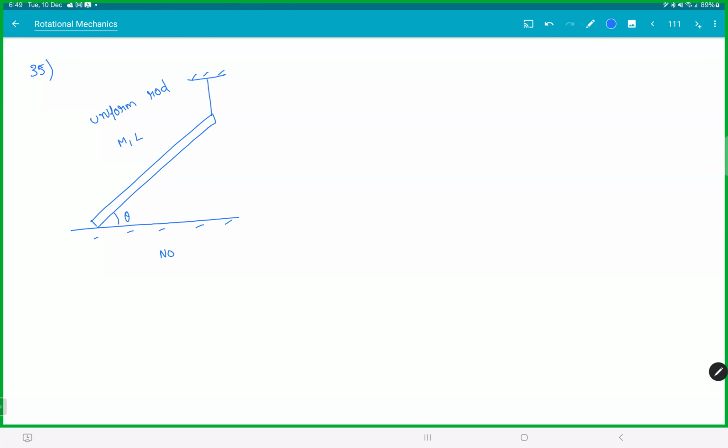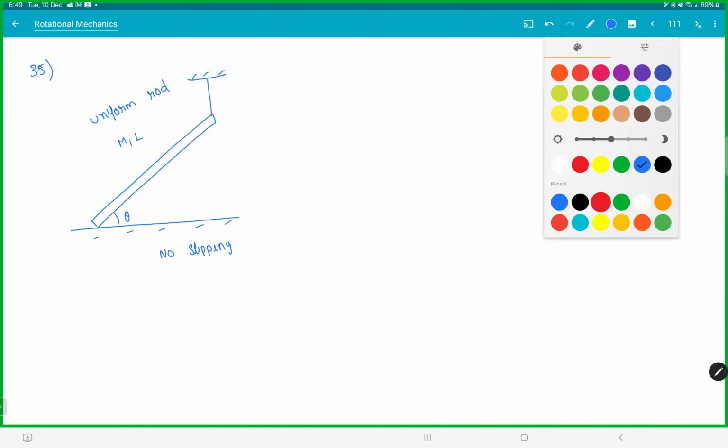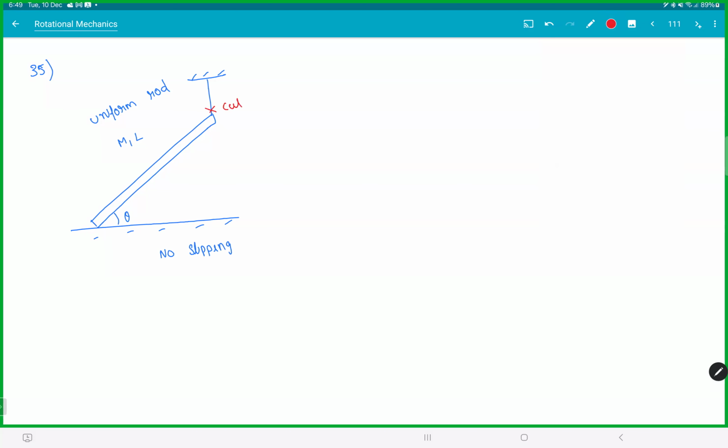Theta, there is no slipping. The ground is rough. This is cut. Find alpha, normal reaction and friction just after cutting.